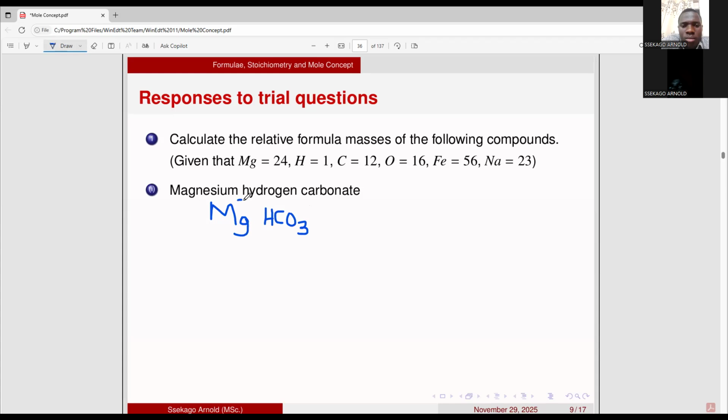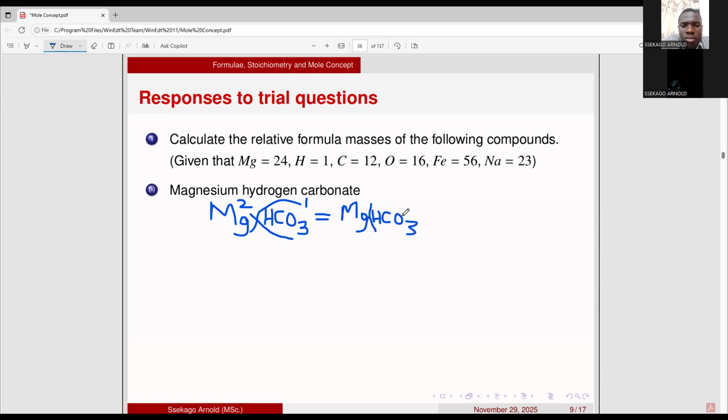Magnesium has a valence of 2, and hydrogen carbonate has a valence of 1. So if I exchange these valences, 1 will come down here, and 2 will also come down here. Therefore, the formula of magnesium hydrogen carbonate is given by Mg, then H, C, O3, but we exchange the valences.